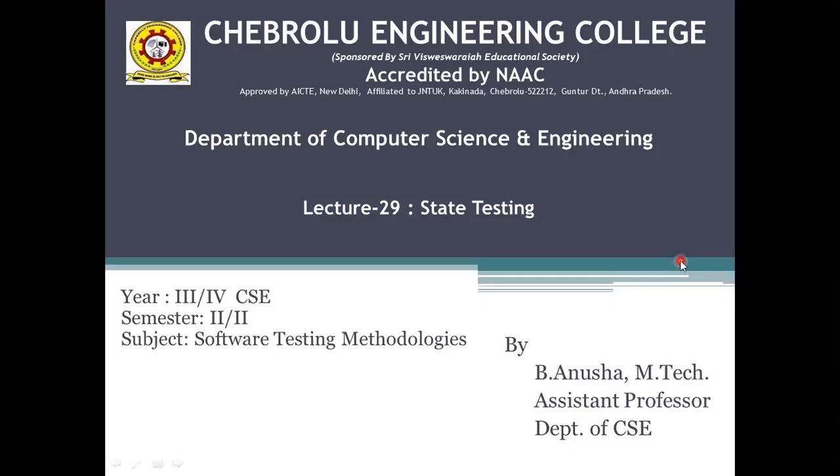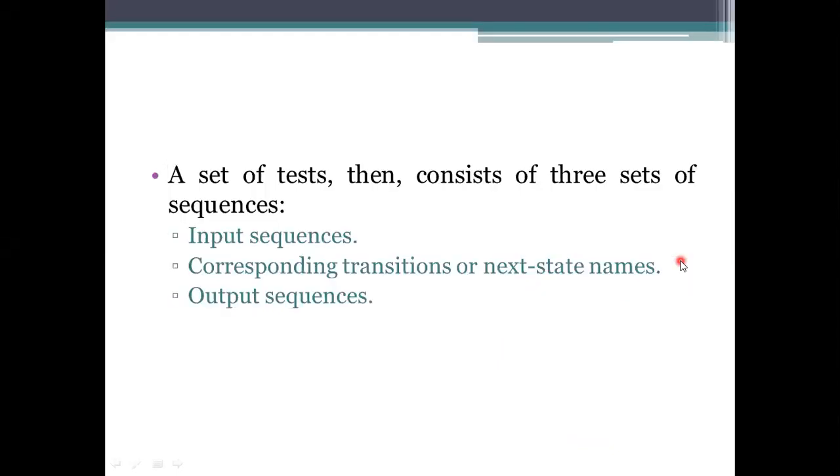Good afternoon, students. Today we will see the remaining concepts of state testing. In yesterday's class, we covered the state diagram or the state transition diagram, and also why we need to perform state testing, and what principles we need to consider while performing the testing.